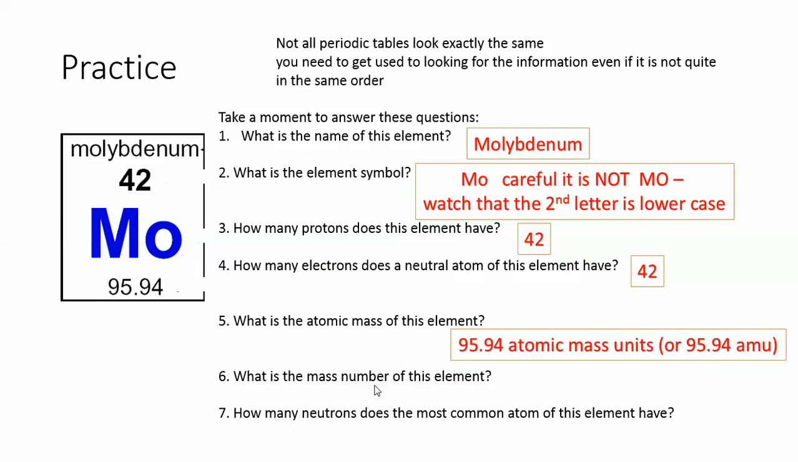What is the mass number of this element? Well, for the mass number, we take a look at this atomic mass and we round it to the nearest whole number. So it's above 5, that 9 tells us we're going to round it up, so it is 96. 96 is our mass number. How many neutrons does the most common atom of this element, or most common isotope, we could say, have?